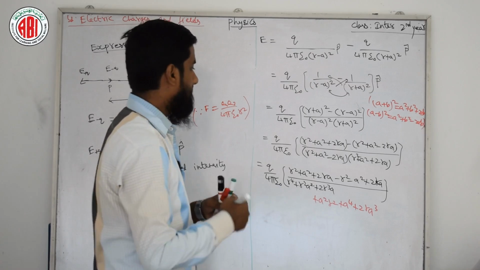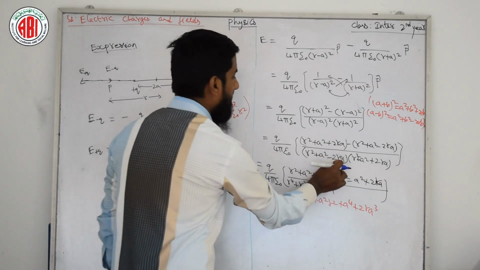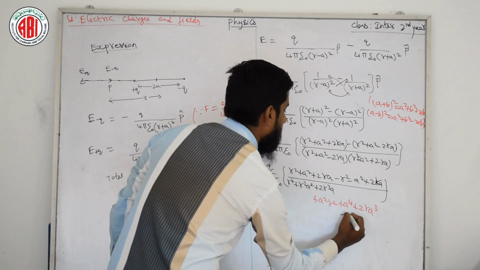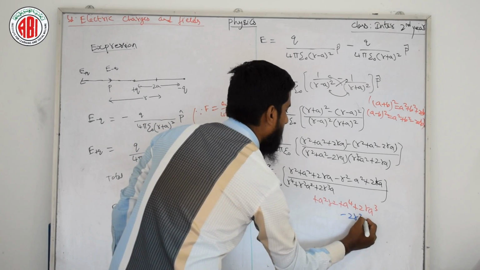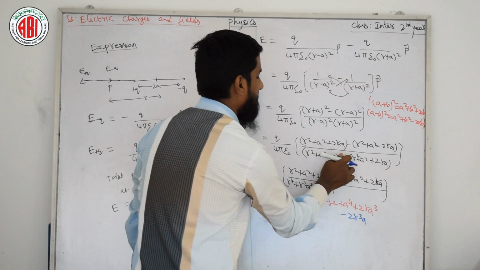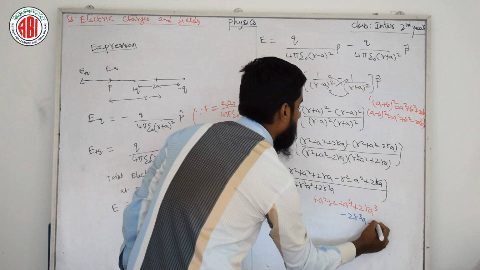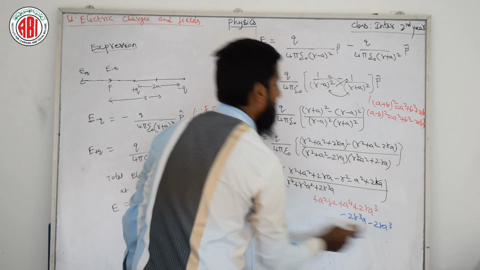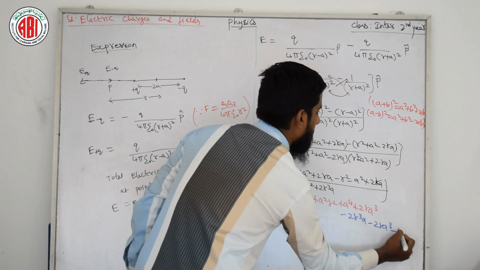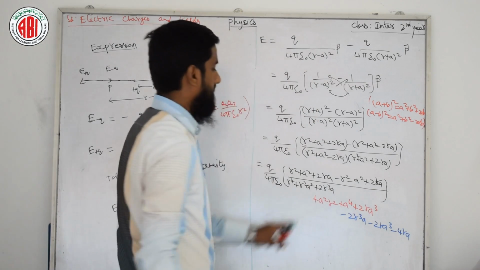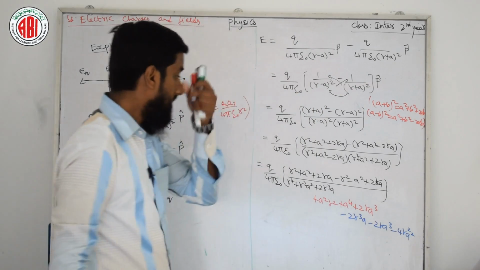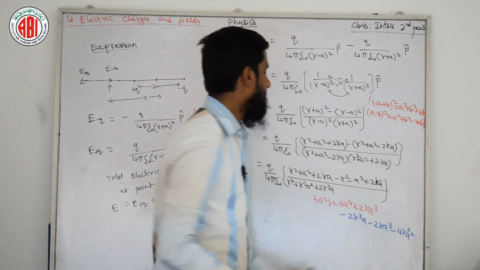Then the next step, minus 2RA into R square, it will be minus 2R cube A, isn't it? Next, minus 2RA into A square, it will be minus 2RA cube. This minus into minus becomes plus itself, and minus 4RA, not 4RA, 4R square A square. So this is the step for the denominator.